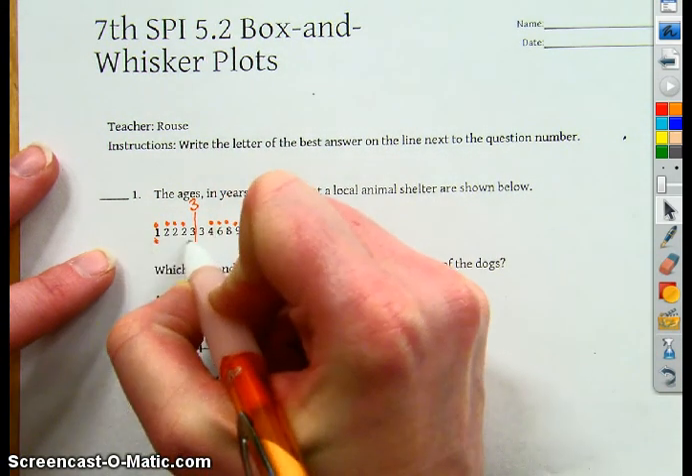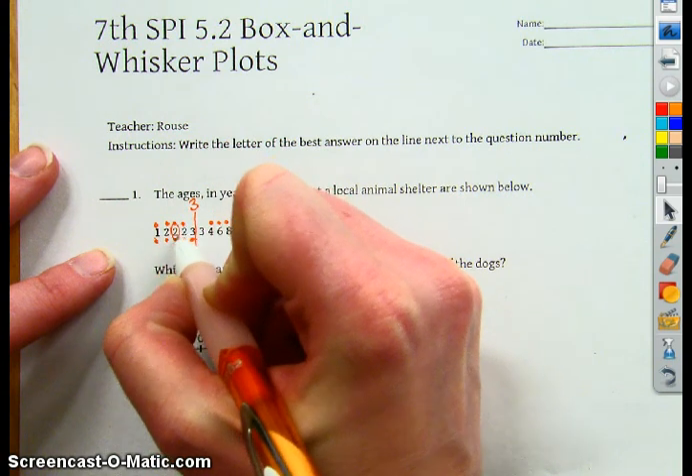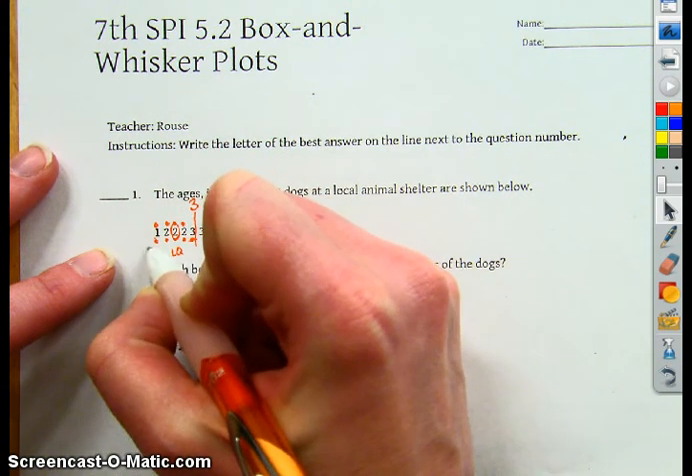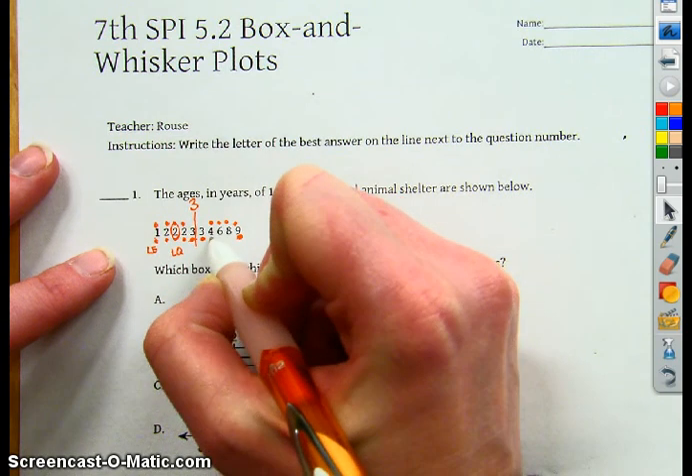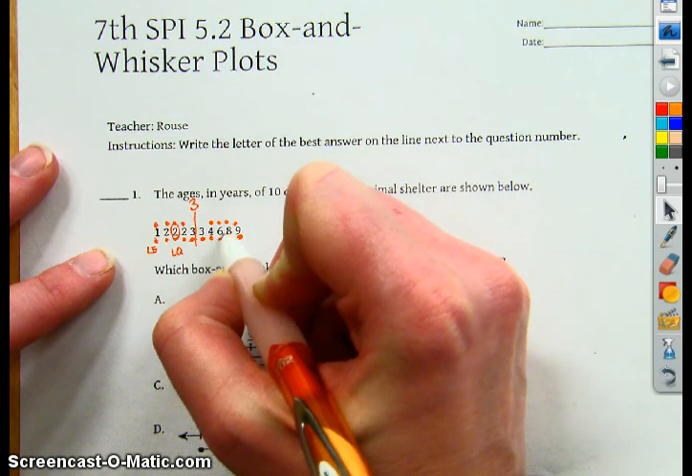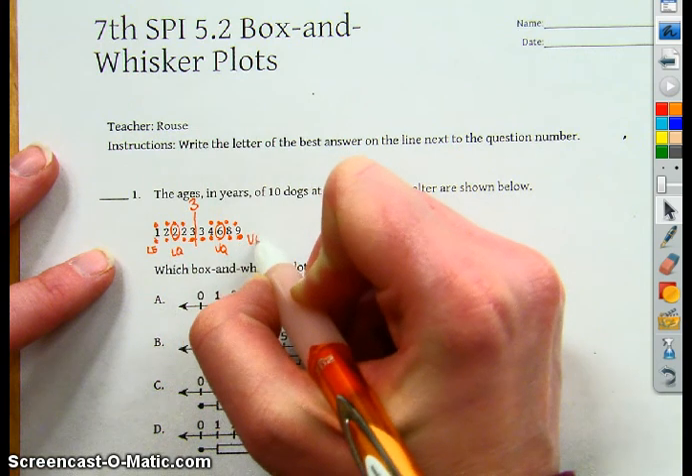Then to find your lower quartile, this 3 is still included. So my lower quartile is 2, my lower extreme is 1. This 3 is still in, 3 and 9. We're doing the upper quartile now. 6, and this is the upper extreme.